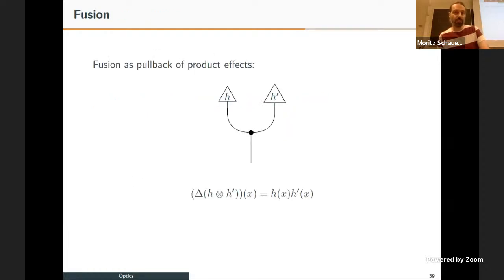And I also want to introduce, or invite you to think about, the notion of fusion, and that's the pullback of product effects. Looking at the string diagram going from the bottom to the top, on the top it's closed off with two effects which have product form, so it's H times H prime. I'm interested in the pullback under the duplication (black dot) operator, then this is just the product of the H functions evaluated in the same point. And you have seen that before.